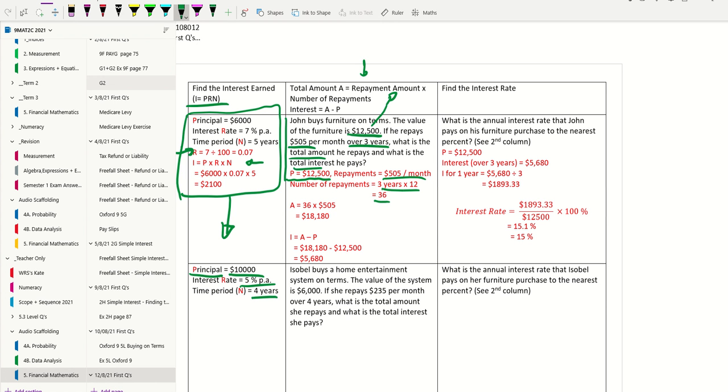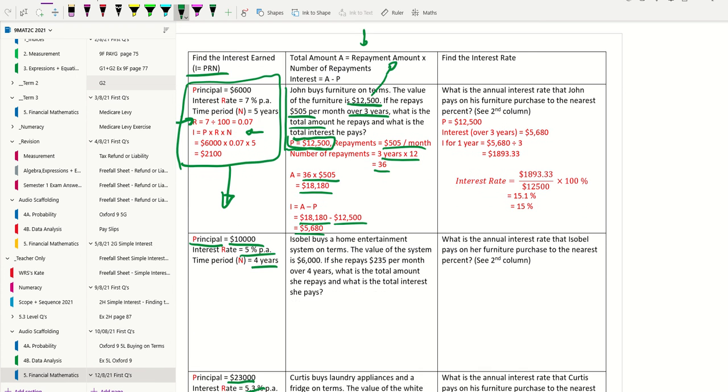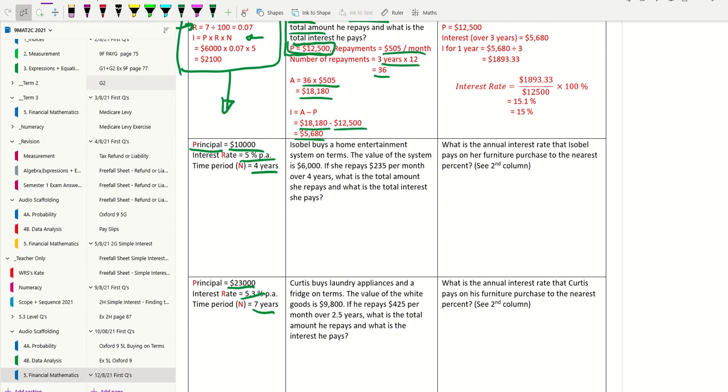So the total amount he pays back is that 36 times how much he pays per month. 36 times 505, $18,180 in total. So he pays back $18,180. The thing was worth $12,500. So the amount of interest he pays is the difference between those. So the total amount, $18,180 minus $12,500, gives us $5,680 in interest.